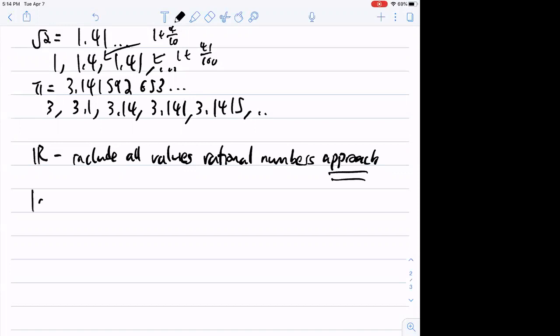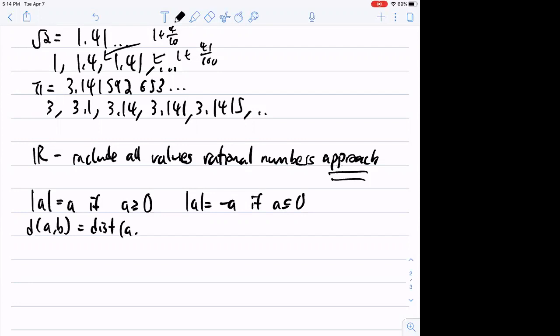Absolute value of A is A if A is bigger than or equal to 0, and absolute value of A is negative A if A is less than or equal to 0. Okay, so now we could define a distance, right? I might write it like this, D of AB. The book writes it like this. I don't think there's going to be confusion with this, so I might just use D of AB. We define the distance between A and B to be absolute value of A minus B.